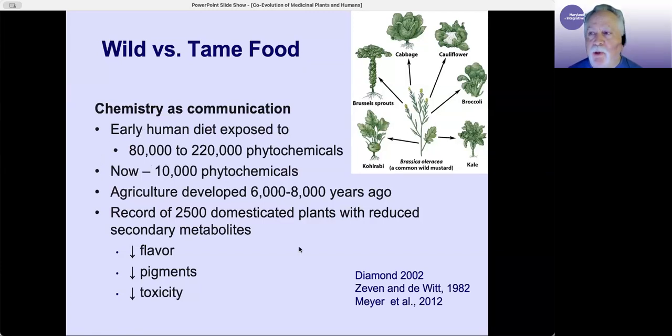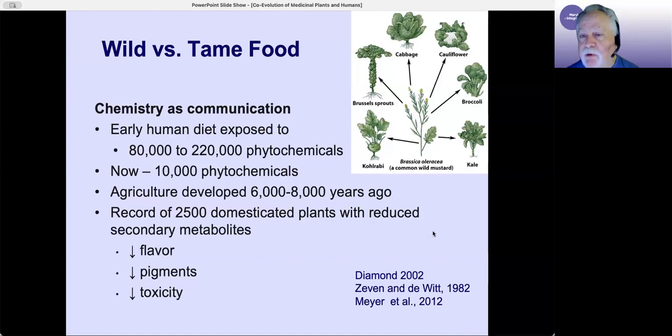Early humans, they were exposed to a lot of phytochemicals, right? 80 to 220,000 phytochemicals is a more recent estimate. And now we're exposed to around 10,000 phytochemicals, probably even less than that in some regions of the world. And a lot of this has to do with agriculture about 6,000 to 8,000 years ago. And we have a record of 2,500 domesticated plants where we've reduced the secondary metabolites because we're trying to reduce flavor components or the pigmentation or potentially even the toxicity. The example of this on the upper right is the brassica family or the mustard family.